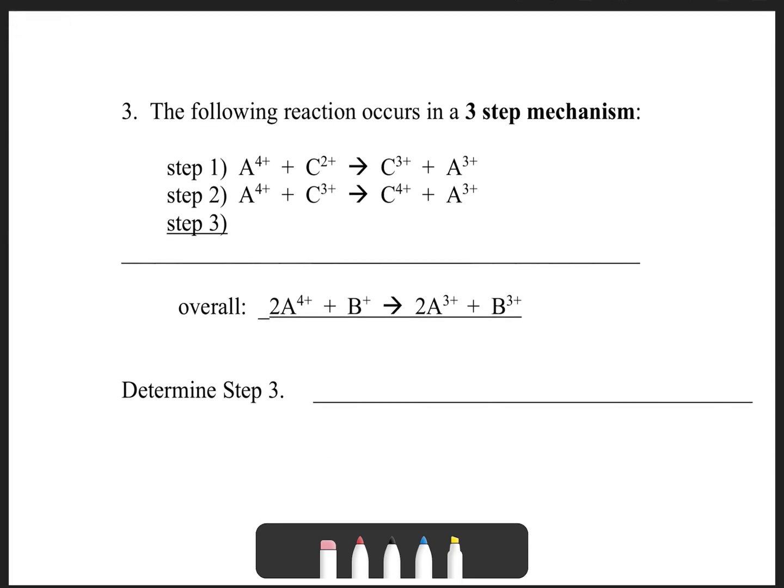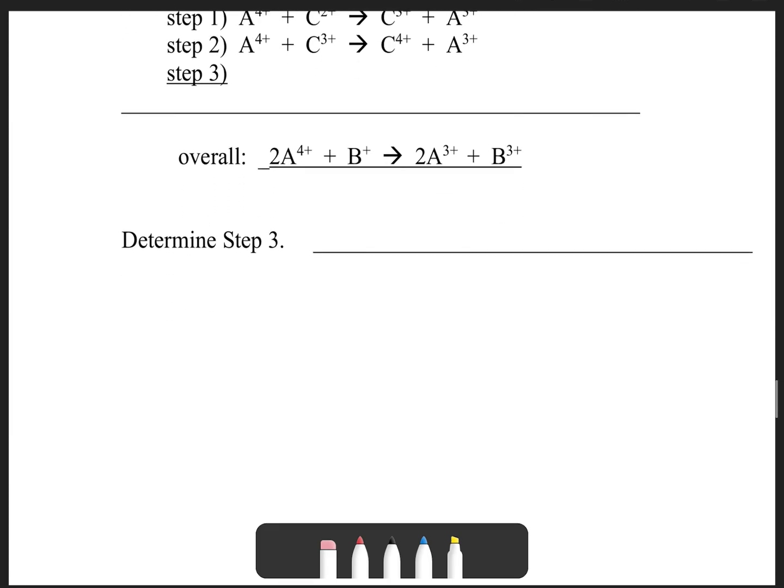Example 3. We have a 3-step mechanism. However, this time we're missing step number 3. And we're given the overall. We can use trial and error to solve this question. However, I'm going to show you my way of solving this. To solve this question, we're going to take the overall reaction. I'm going to rewrite it as it is.